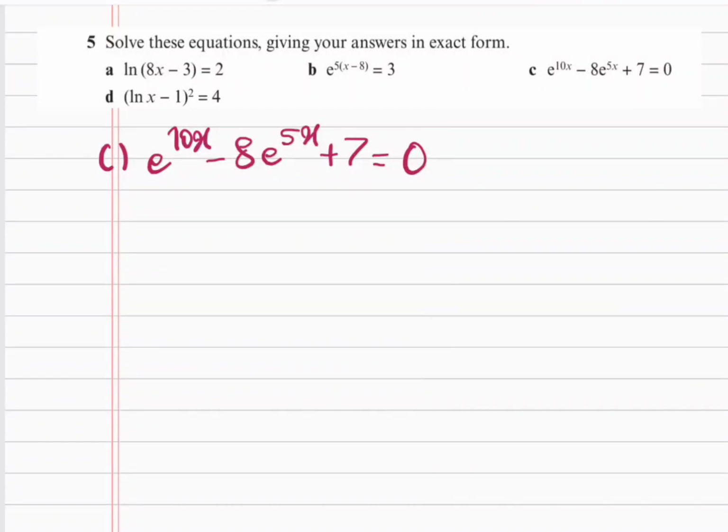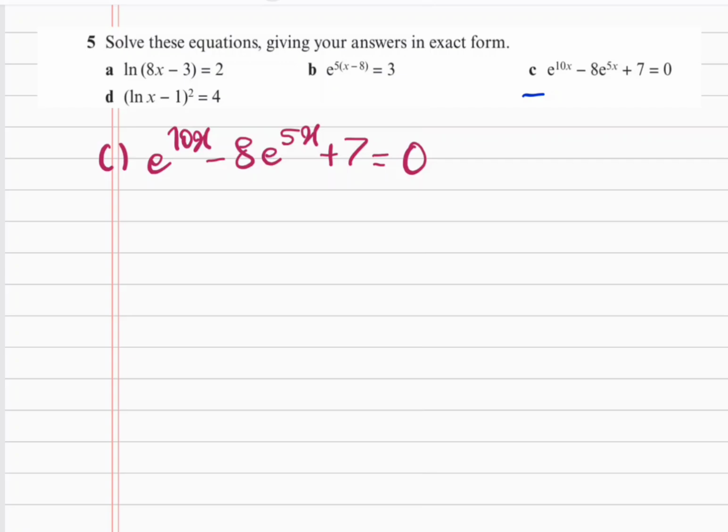Hi everyone, this video is on exercise 14G question 5, and in this video I'm going to do part C. So in part C we want to solve the equation e to the power of 10x minus 8e to the power of 5x plus 7 is equal to 0.